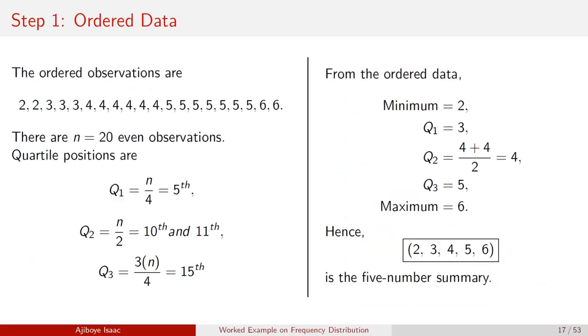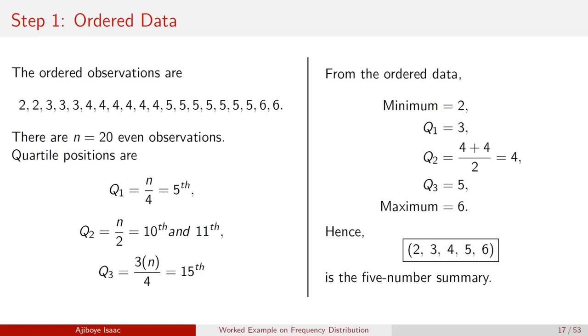So when we order the statistics, then from there we can get the observations to be 20 observations. Then we now compute the locator for our quartiles. Q1 is n over 4. Q2 is n over 2 and Q3 is 3n over 4. Basically, this is because our number of observation is even. So once we have even observation, we have n over 4 for Q1. Otherwise, if n is odd, we have n plus 1 over 4. So let's not forget that.